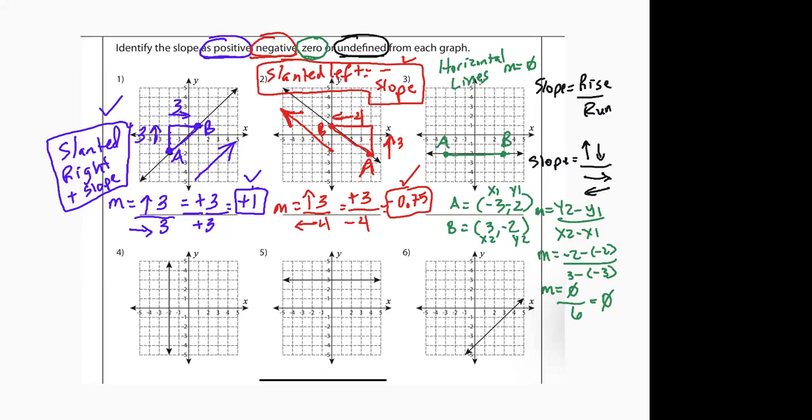Okay, so that's the nice stuff. Now we're going to talk about undefined. That's number 4. Make sure I circled that. There we go. Now, when it's undefined, that means that your slope does not even exist. So undefined is the same thing as slope does not exist. There we go. Easy stuff.